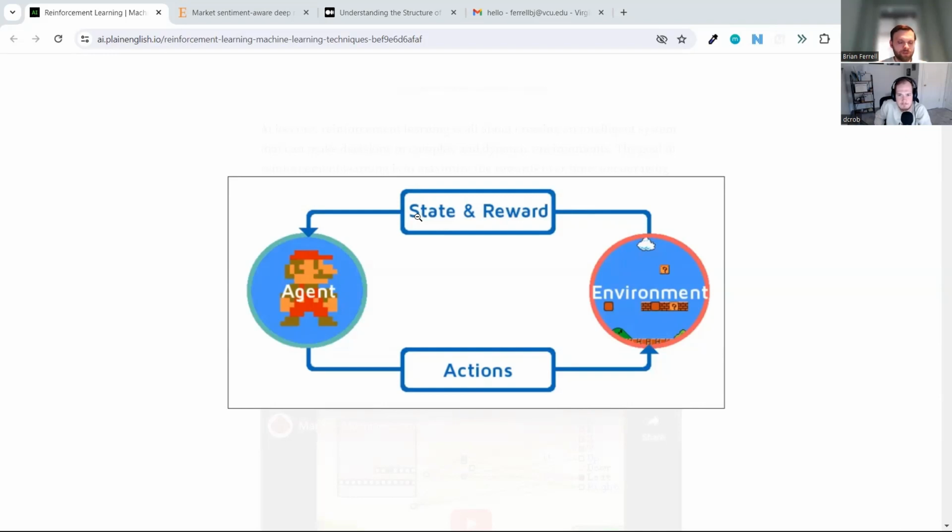Okay. So with stocks, if we're looking at today, then the state would be the stock price of today, what's going on in Twitter for today, what's going on in news articles for today, at time X.